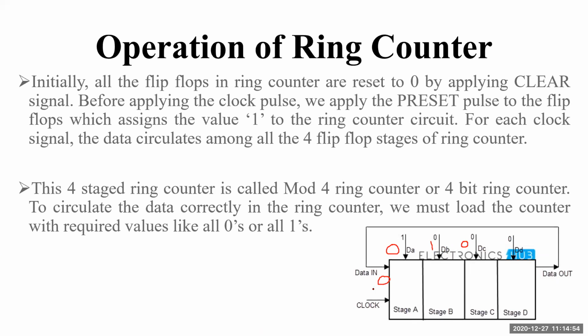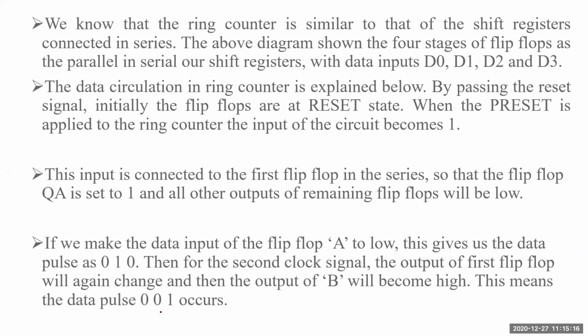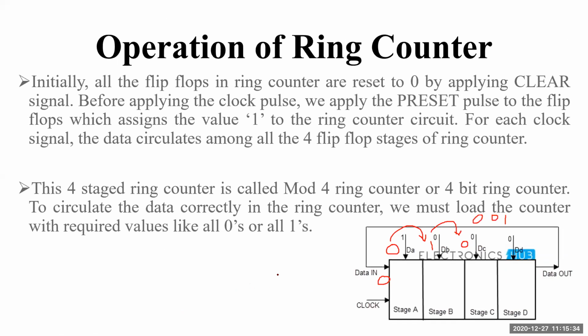Now, let us assume the second clock has been applied. If the second clock is applied, what happens? This is going to shift over here. If it shifts over here, the output becomes 0, and this 1 is going to shift to the next stage. So your new output will be what? On the second clock, 0, 0, and 1. So that becomes your output. See, the same thing we have written. Whenever we apply the second clock, the data pulse is going to become 0, 0, 1. The same thing we have obtained here.